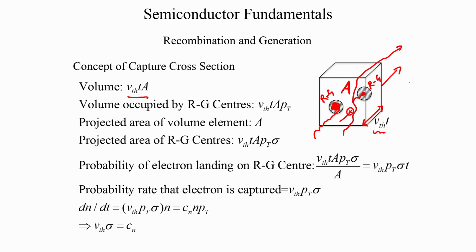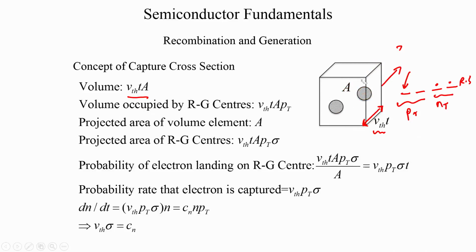Therefore, since these centers for capture have to be empty states. So, we have the RG states, some of them are filled, some of them are empty, and it is only these states that can capture electrons. So, the number of capture sites inside this volume is Pt, which is the number of capture sites per unit volume, into the total volume under consideration. The total volume under consideration is Vth into t into A, so the number of capture sites is Vth into t into A into Pt. Pt is a number per unit volume.